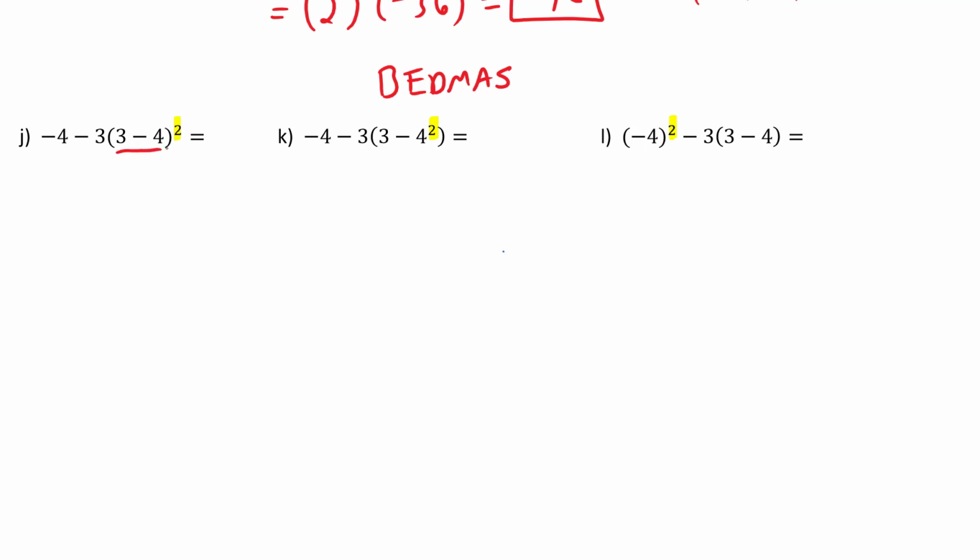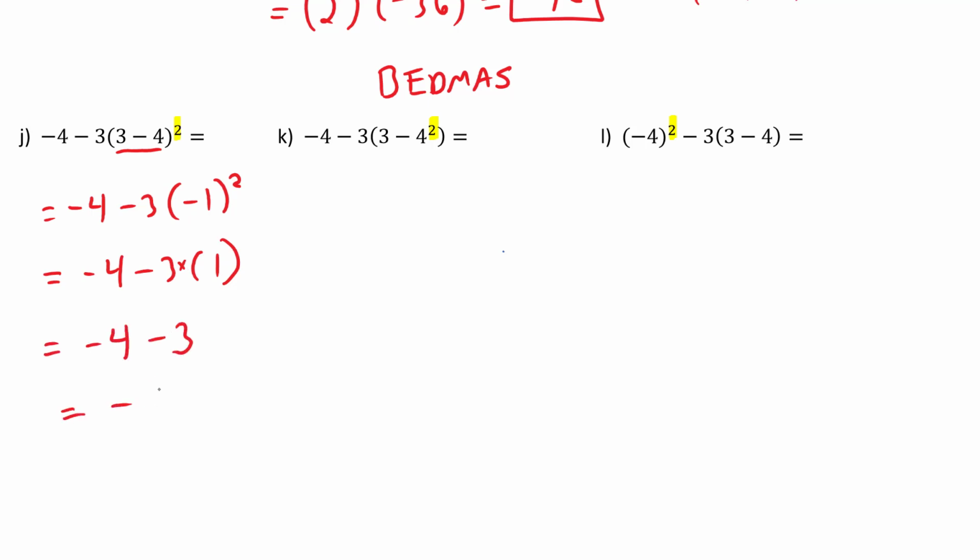We have brackets first. Here we have 3 minus 4. We start with that. 3 minus 4 is minus 1. And then squared. Brackets are done. Here we're going to apply the exponent now. Minus 1 times minus 1 is positive 1. You don't see a symbol in between. We know that means multiplied by. We have to do multiplication before subtraction. Minus 4 minus 3. The answer here is going to be minus 7.